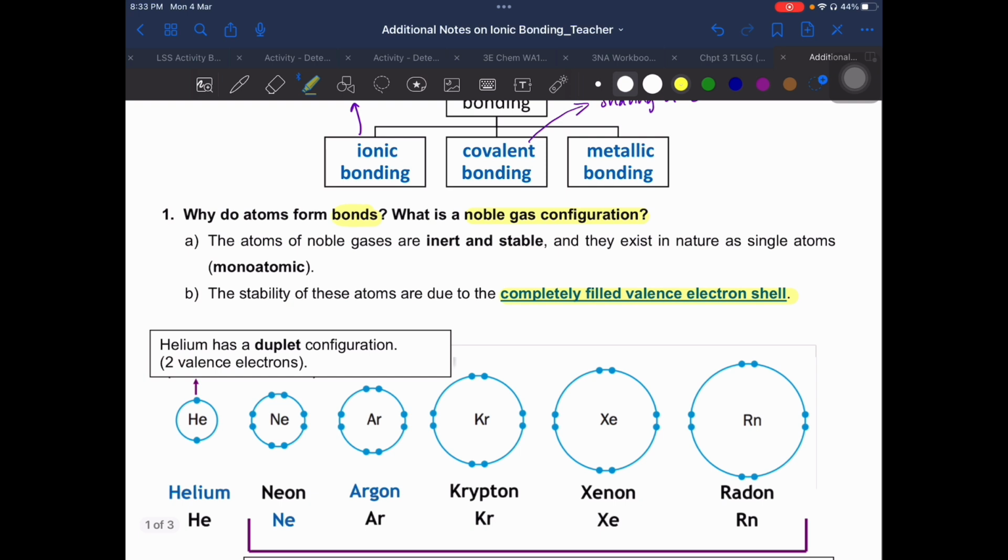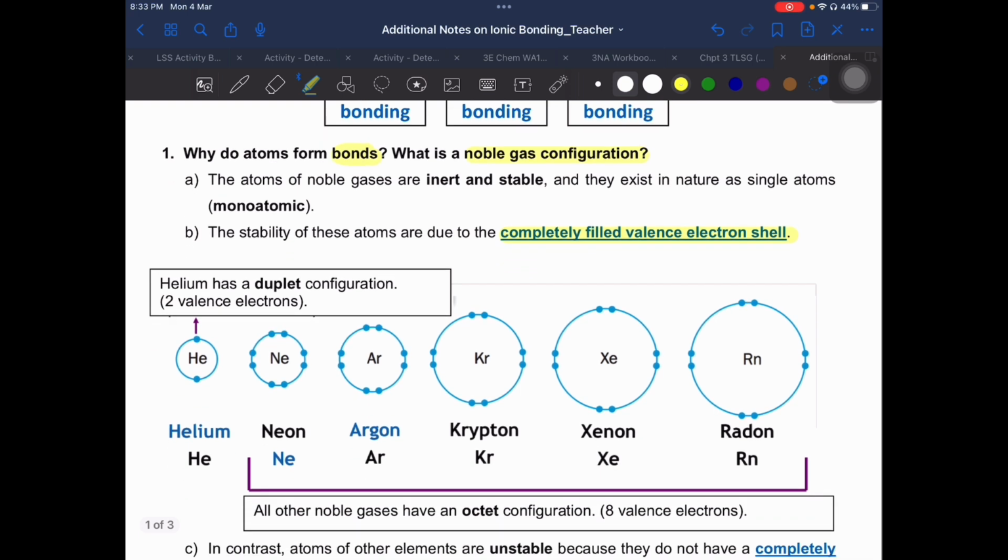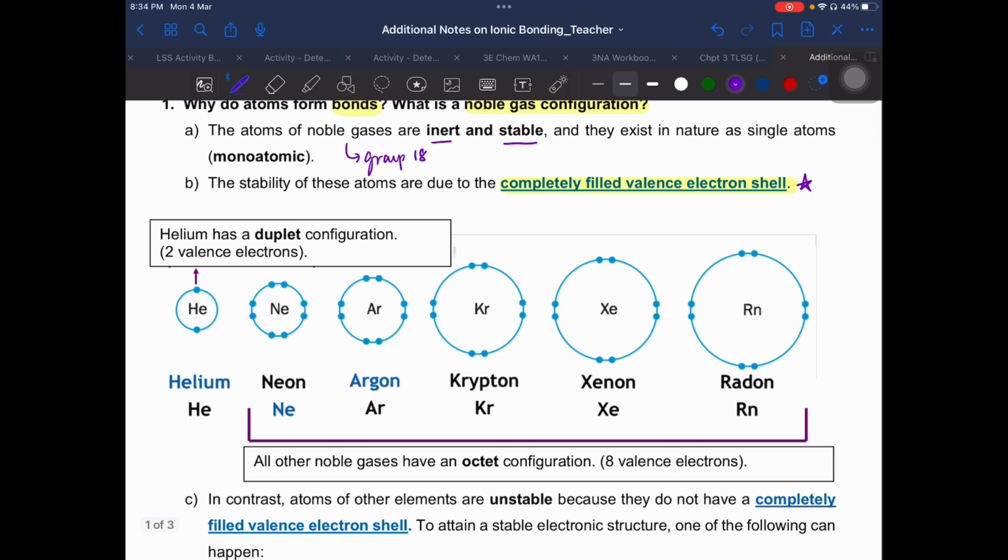So just to recap a bit, in your periodic table, group 18, which are the noble gases, are what we call inert as well as stable chemicals, meaning to say that they don't go about reacting with other chemicals. This is because if we look at their electronic structure, they have something that we call a completely filled valence electron shell.